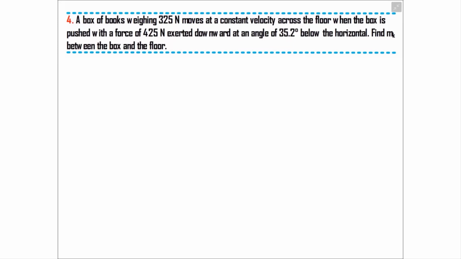Hello, welcome everyone. In this question it says a box of books weighing 325 Newton moves at a constant velocity across the floor. Constant velocity means the net force acting on the object is 0. When the box is pushed with a force of 425 Newton exerted downward at an angle of 35.2 degrees below the horizontal, find mu k between the box and the floor. So the question says find the mu k.